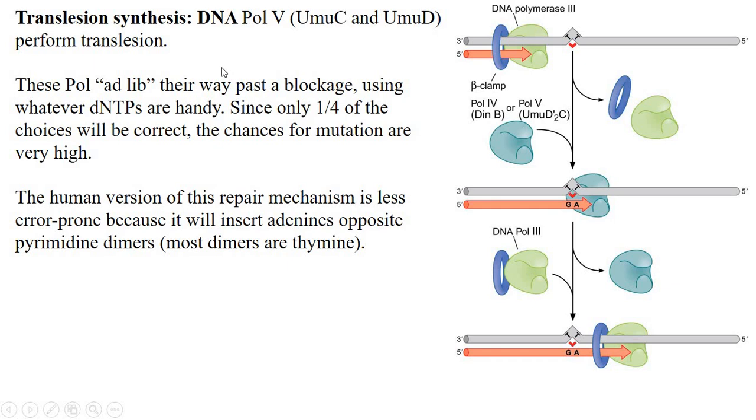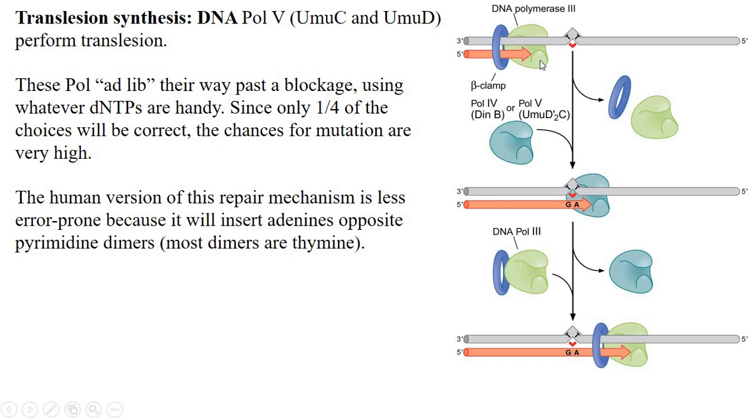What does that mean is this polymerase will ad-lib its way past a blockage. So using whatever dNTP it can find, it will just add those dNTPs. So here, this is DNA pol III as it's working at the replication fork, replicating. There is a thymine dimer. The DNA pol III cannot pass through the thymine dimer, but pol V can.